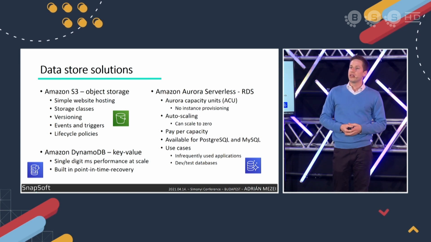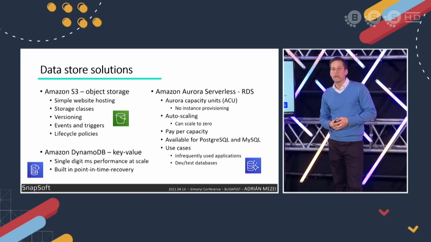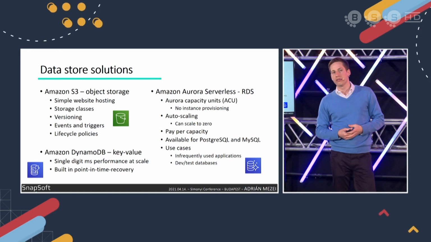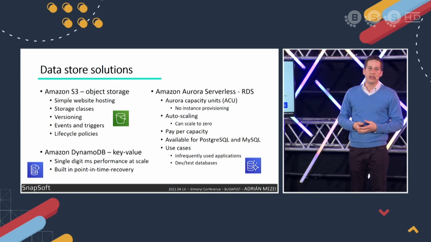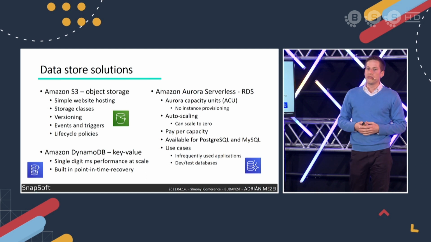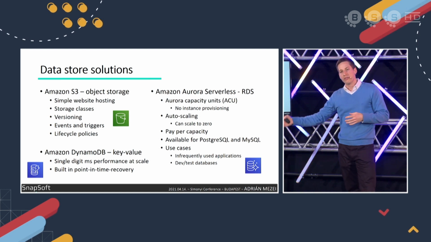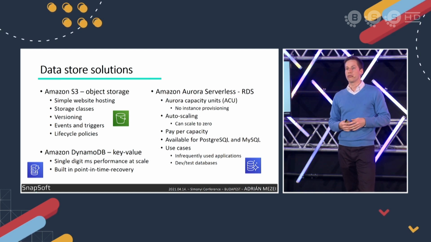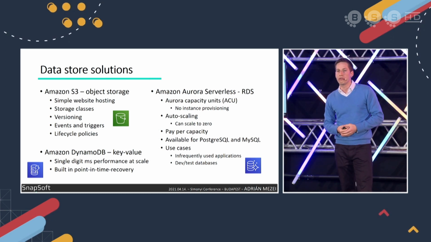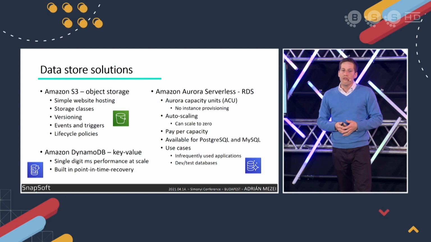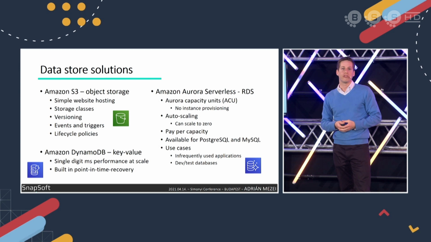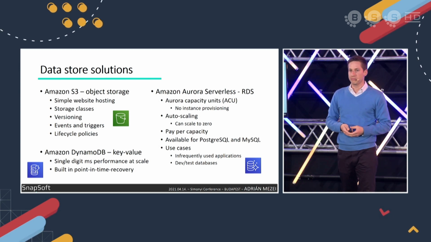S3 is an object storage solution. It can do a lot of things. You can configure versioning, for example. You can have different lifecycle policies. You can have different storage classes. You can store large files. You can store for long term, where you get some price reductions. And it is very complex, and you can do a lot of things with it. You can even host a static website, which is a very convenient way to do so.